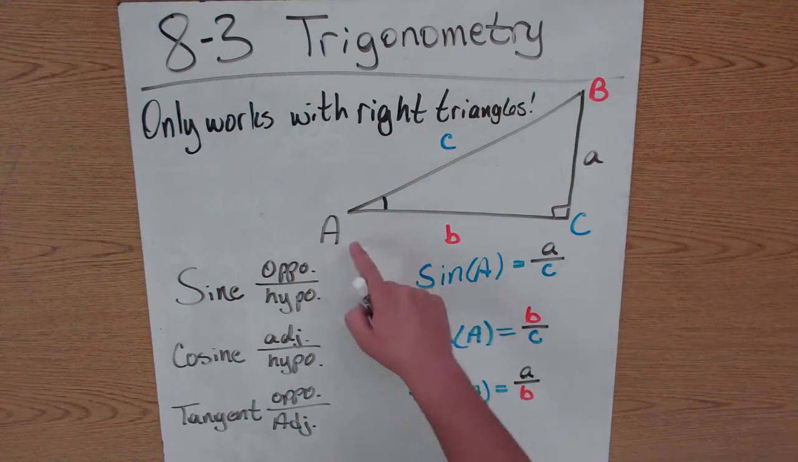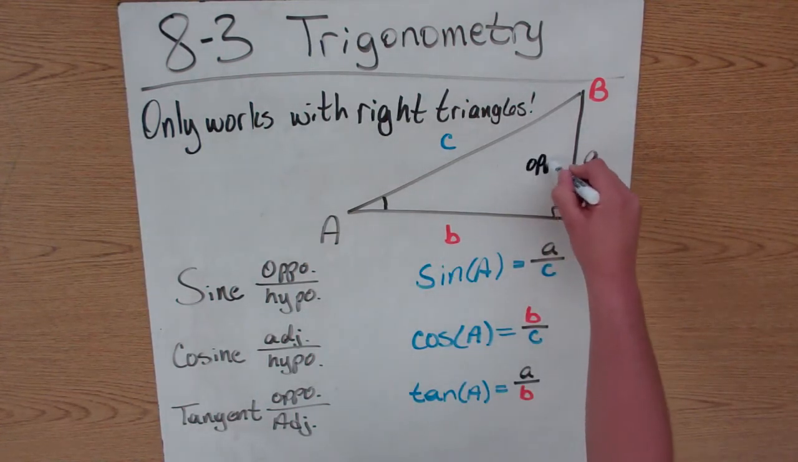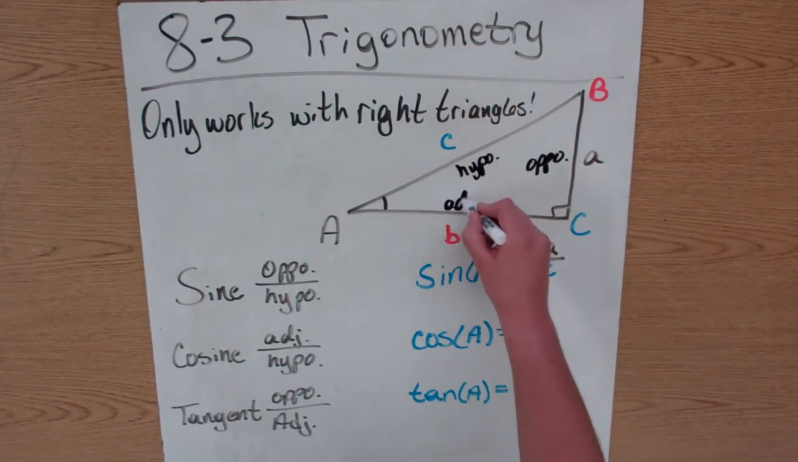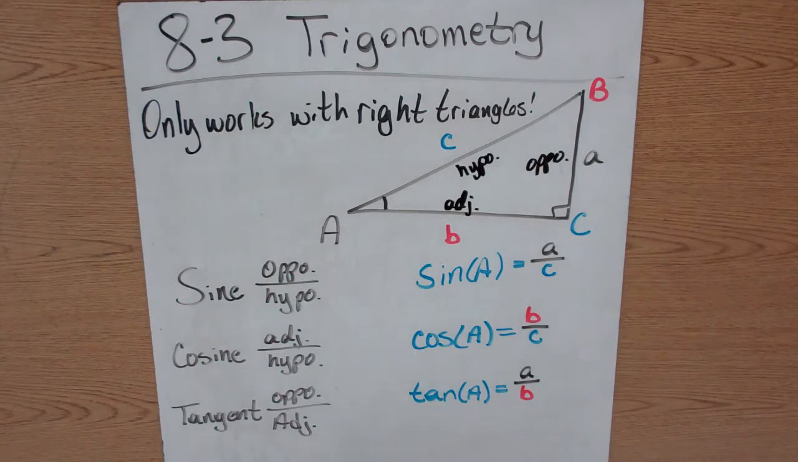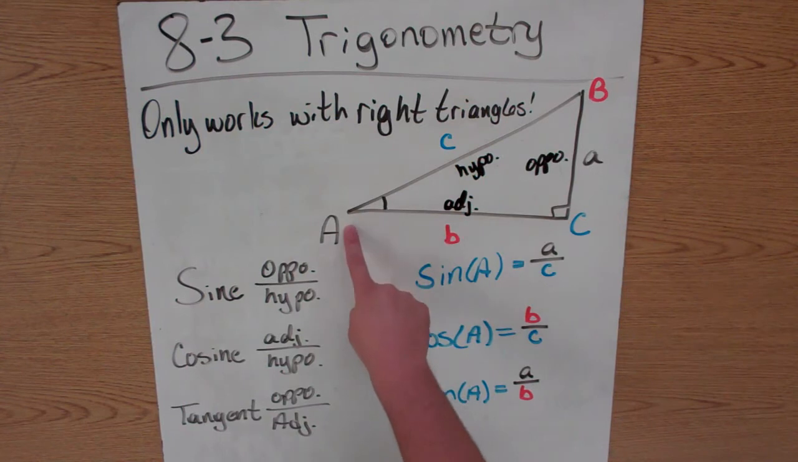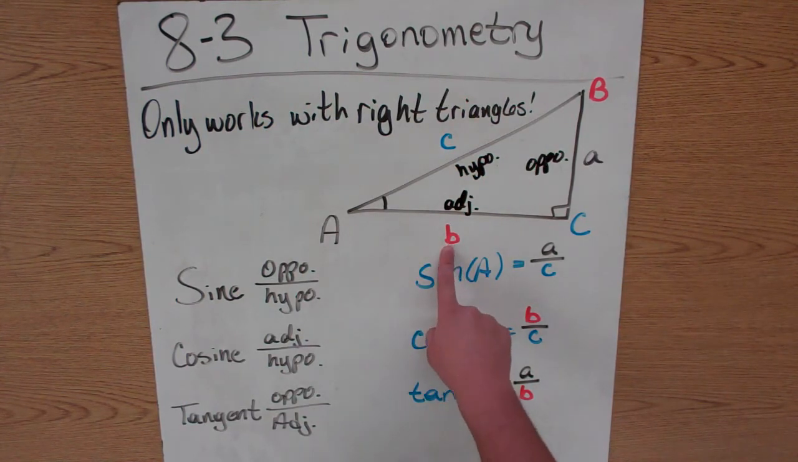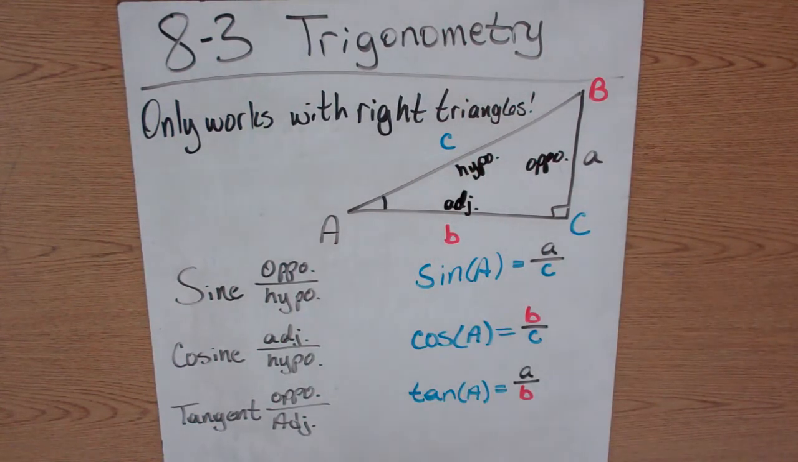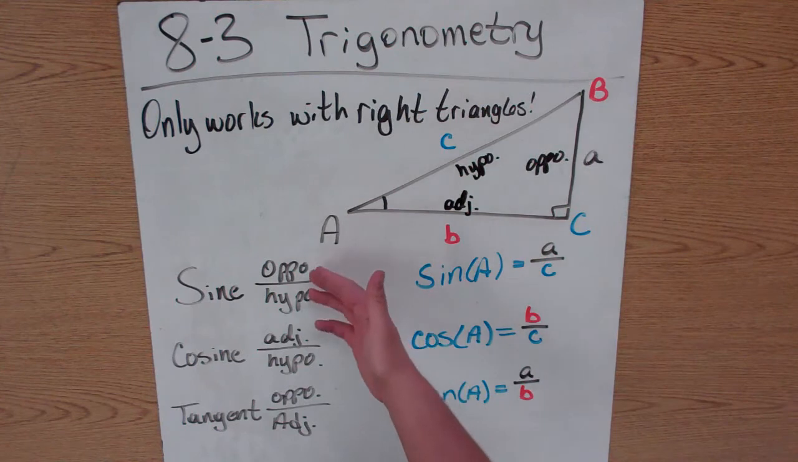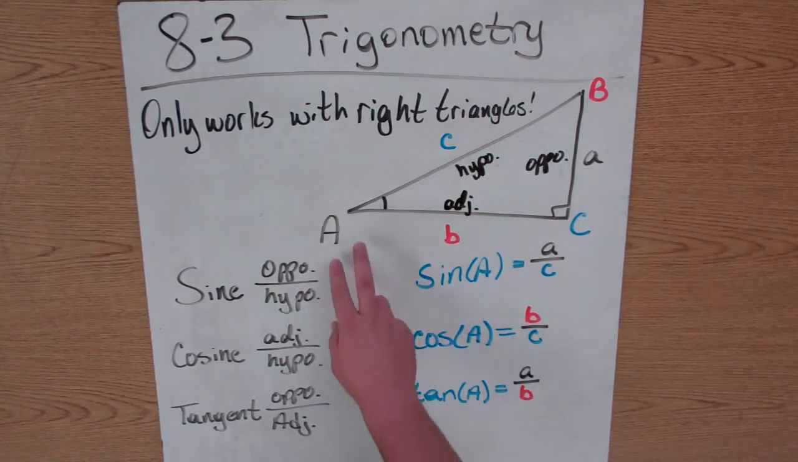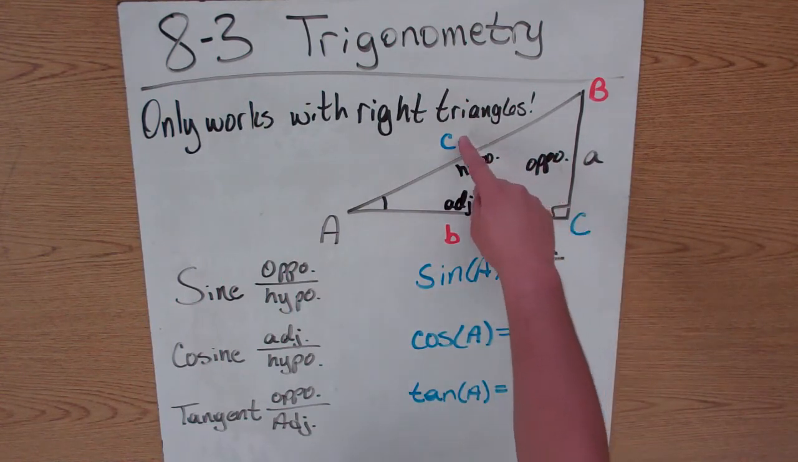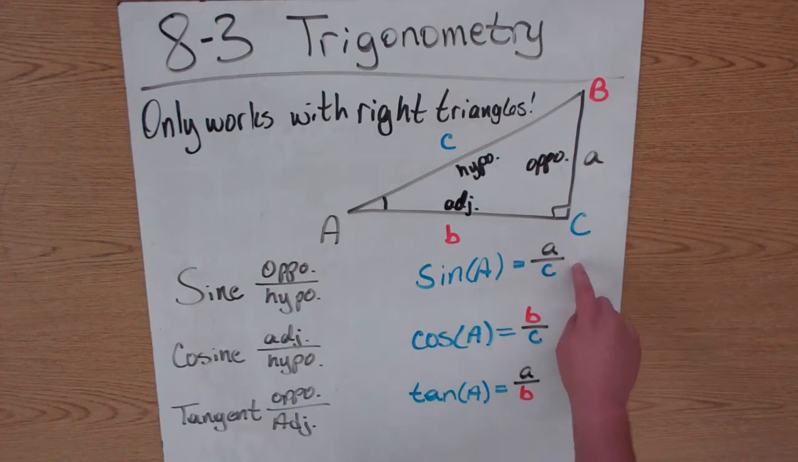So in relation to angle A, this is the opposite side, this is the hypotenuse, and this is the adjacent side. If two things are adjacent, they're next to each other. This side B here is next to the angle, so that's the adjacent side. Of course, the other leg is the opposite side, and the hypotenuse is the hypotenuse. So sine is opposite over hypotenuse. If we wanted to find the sine of angle A, it'd be opposite, which is A, over hypotenuse, which is C. So the sine of A is A over C.